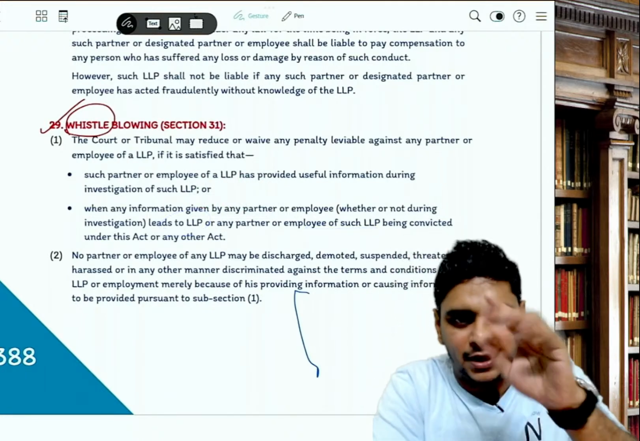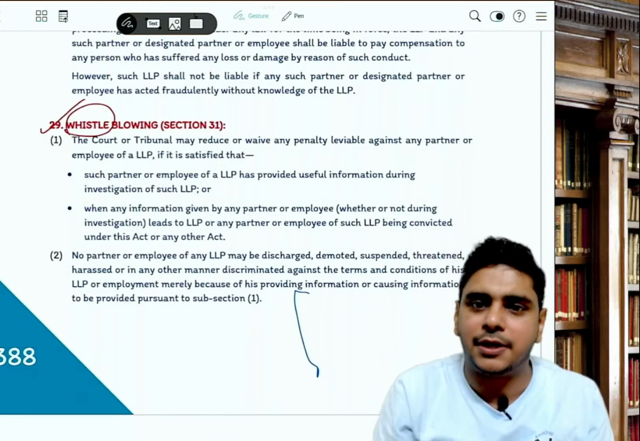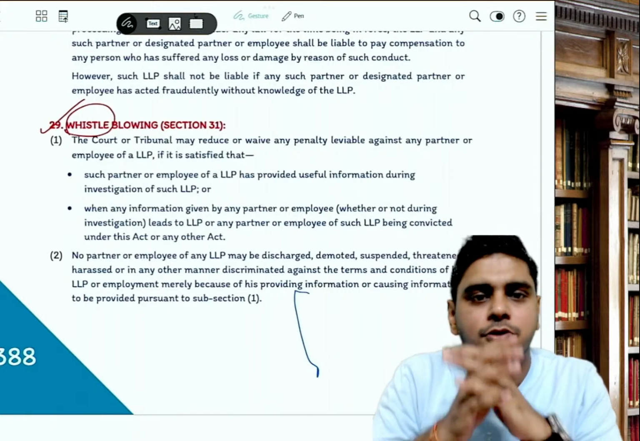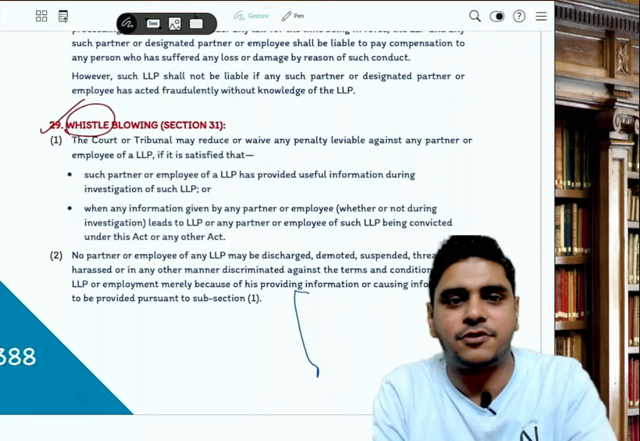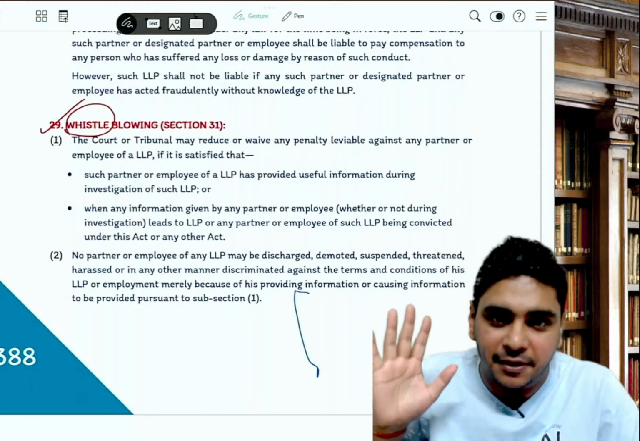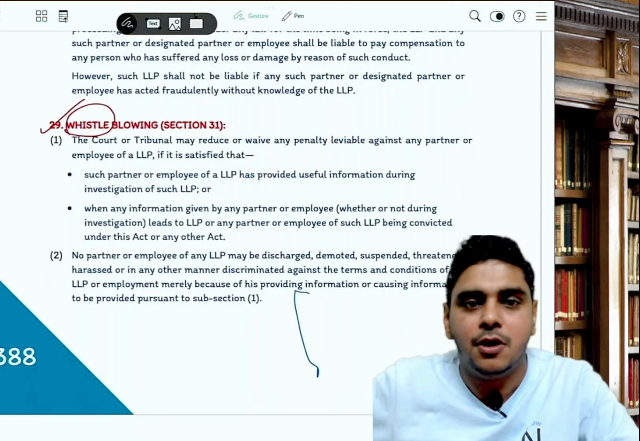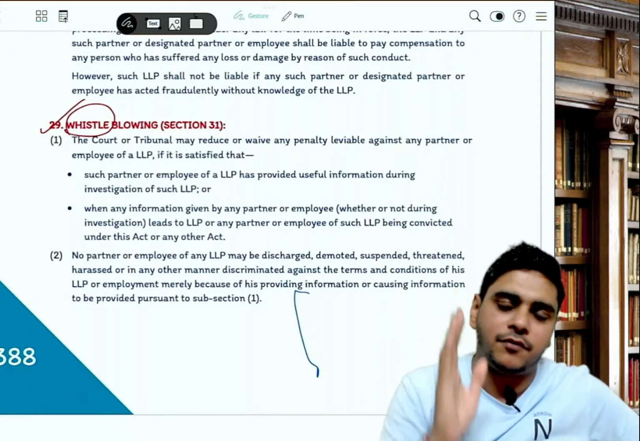Because of you, if there were 5 partners, and one partner was Govind Swami. Govind Swami said to the police, uncle, sorry, next time I will not do it. So what will the court or tribunal do? The court or tribunal may reduce or waive the penalty on Govind Swami. Why? Because he is a khabri, in Hindi we say khabri. Khabri basically means he will give all the information about the LLP, or because of him the partners went to jail because he said the right thing. So we can waive it off.